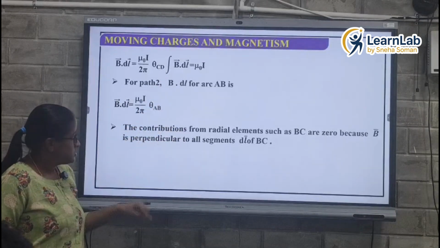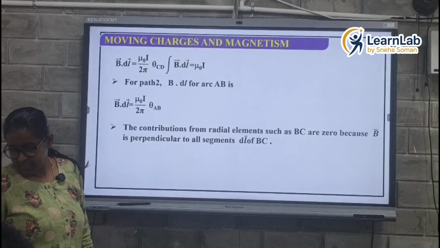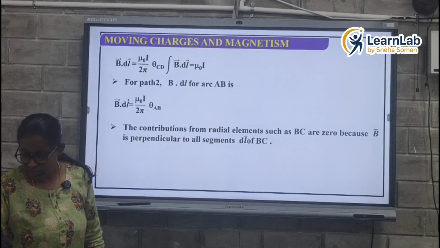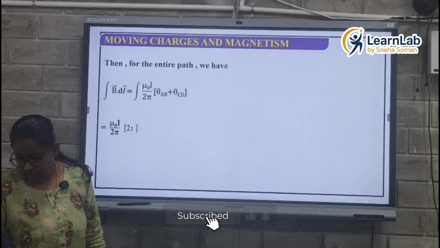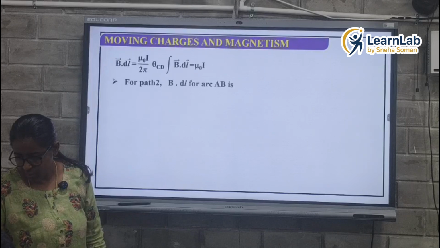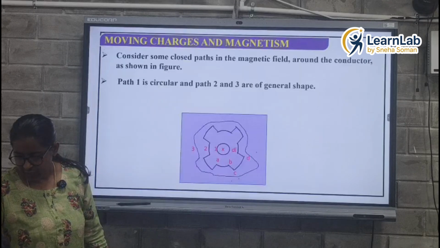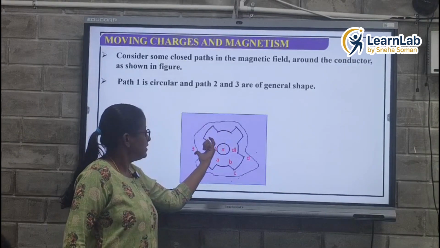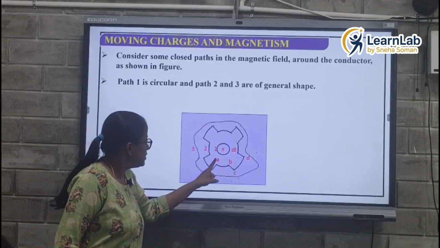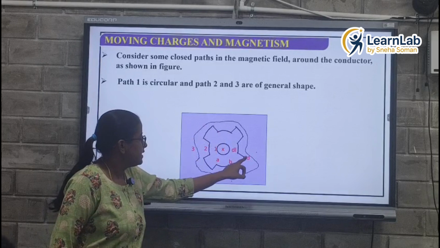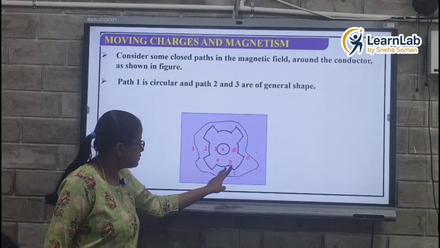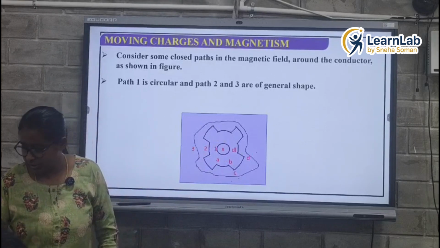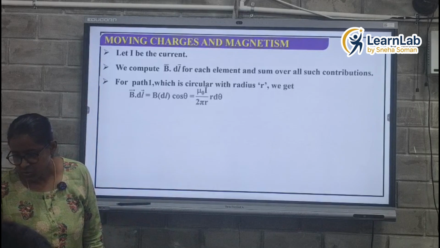Okay, so those elements are radial elements, such as BC, or 0, perpendicular to all these segments. So if you see the diagram, you will know the entire path how it is. Again I will show you. See, so small path on the DL they are separating. Okay, so to AB, CD, like that. Okay, small path I am considering. So total will be, we will add together, summation, correct? So that's what is happening here.